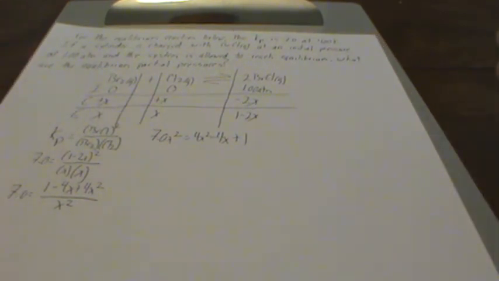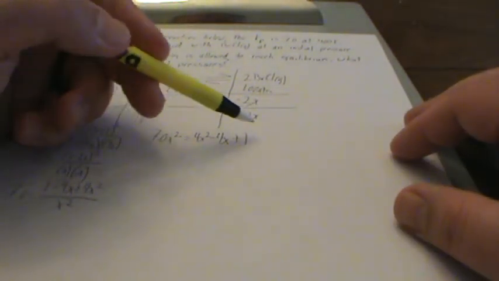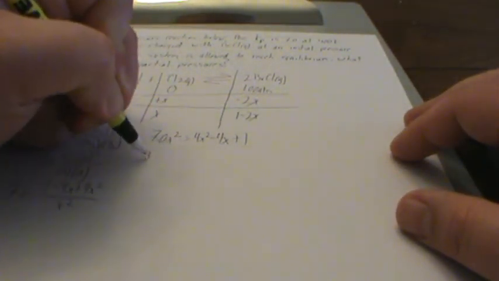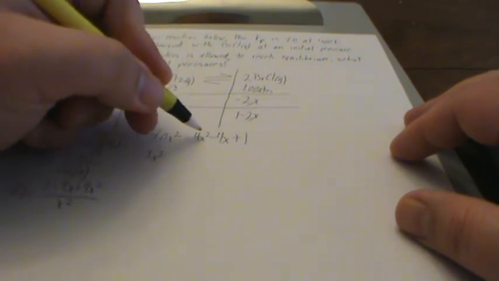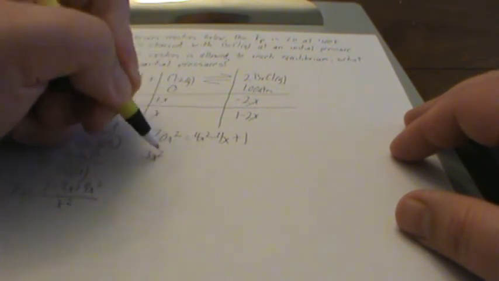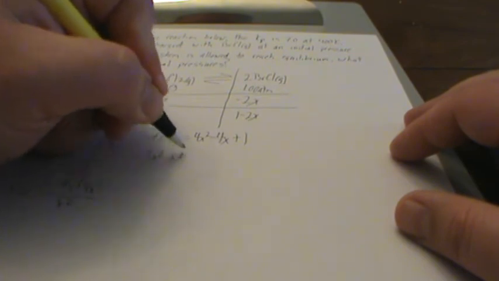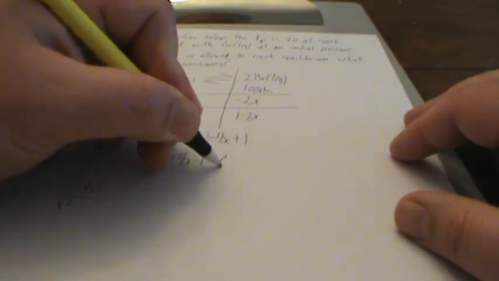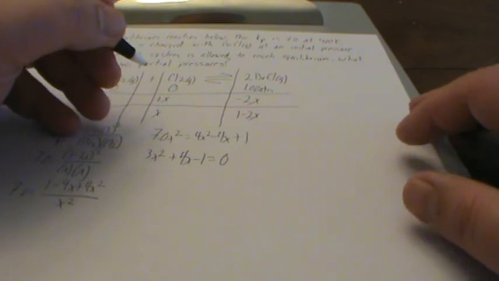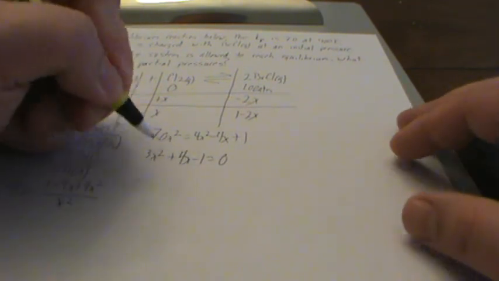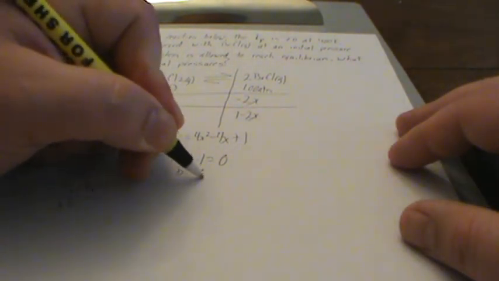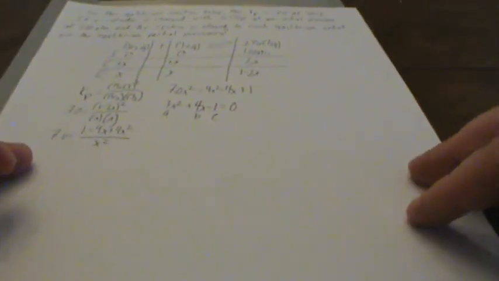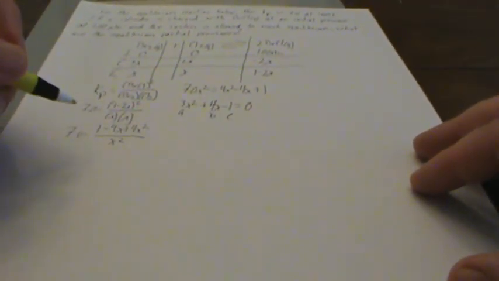Then we need to get everything over to one side, and like I said, I like to keep my x squared positive. So we're going to move everything over to the left-hand side. 3x squared, because if we take 7x squared minus 4x squared, 3x squared plus 4x minus 1 is equal to 0. Then the next thing is to put everything into the quadratic. So here's A, B, C. So we put everything into the quadratic.